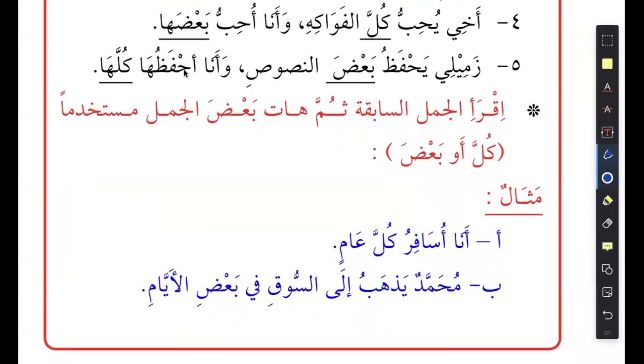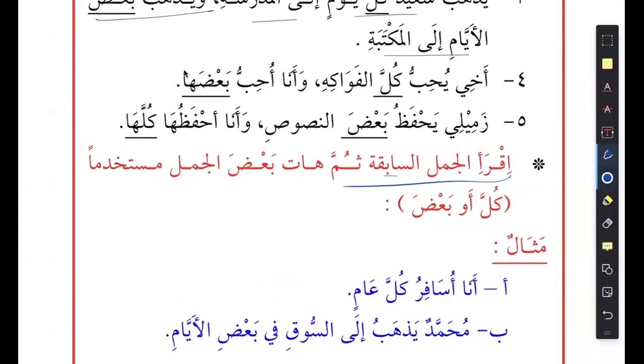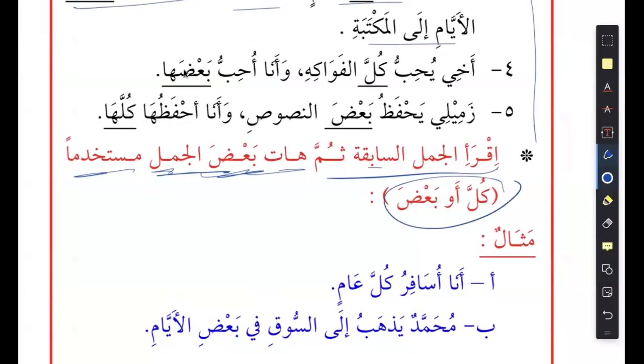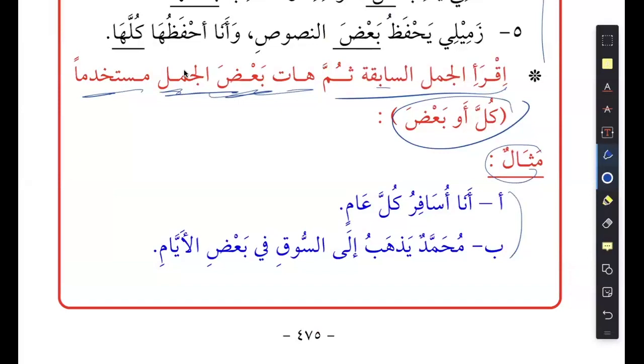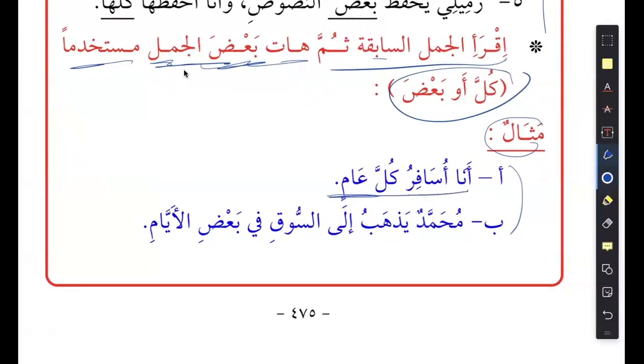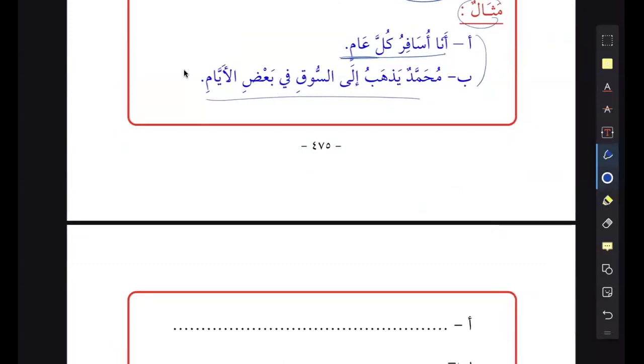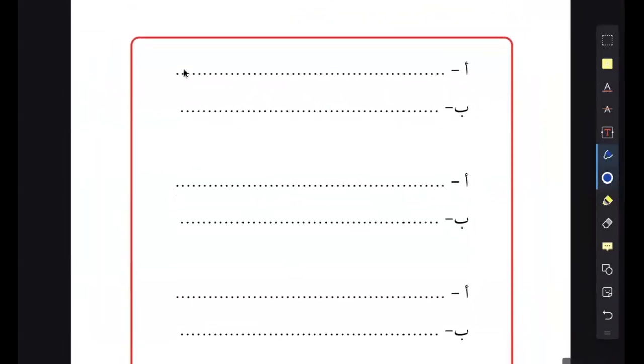Then it says اقرأ الجمل السابقة ثم هات بعض الجمل مستخدما كل وبعض. So they're saying to read the previous sentences we have read now, then give some sentences using, مستخدما, which means using, كل and بعض, these two words. And مثال, they give you an example: أنا أسافر كل عام, I travel every year. And another example is محمد يذهب إلى السوق في بعض الأيام, Muhammad goes to the market some of the days. So they basically want you to come up with similar sentences. Inshallah, I think this is very easy. You should be able to do that without any problem.